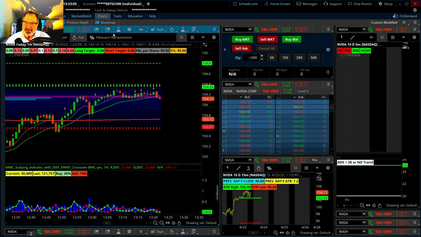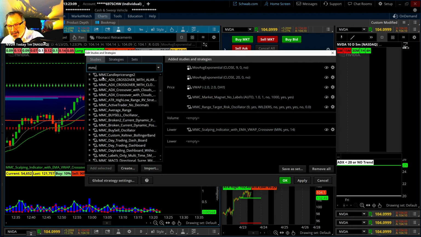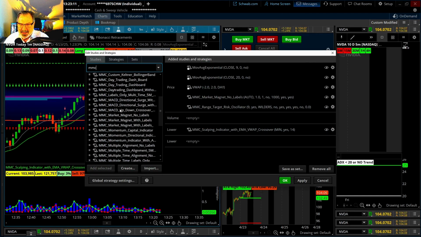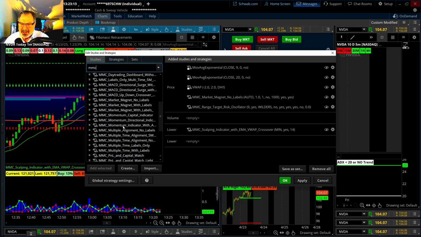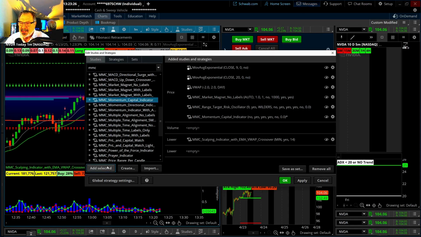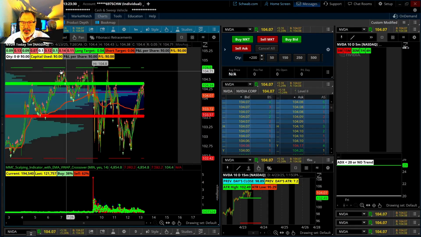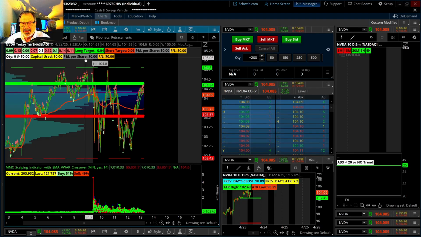Let me see, what is the actual name of that? That was called the Momentum Capital Watch, the newer one, the Momentum indicator. There it is. Let me just bring that over for a second. So this is the Momentum Capital indicator, right?